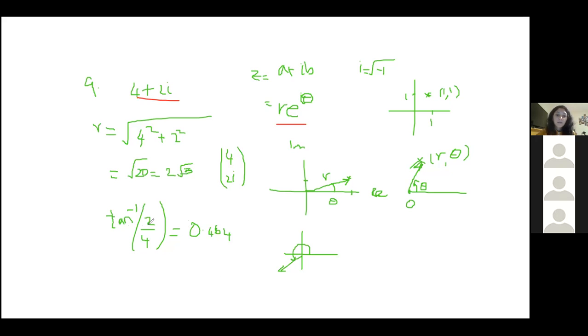If you did this in degrees, I don't know what the answer would be, but if you just changed the output mode in your calculator from radians to degrees, you should get inverse tan of 2 over 4 in degrees as a different answer to this. So I hope that answers your question. It doesn't look like there are any more questions, so I'm assuming people are happy to move on.